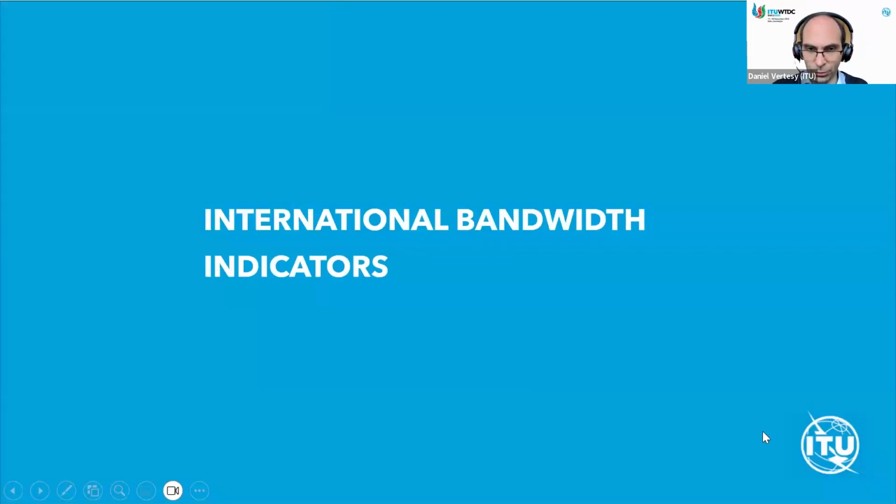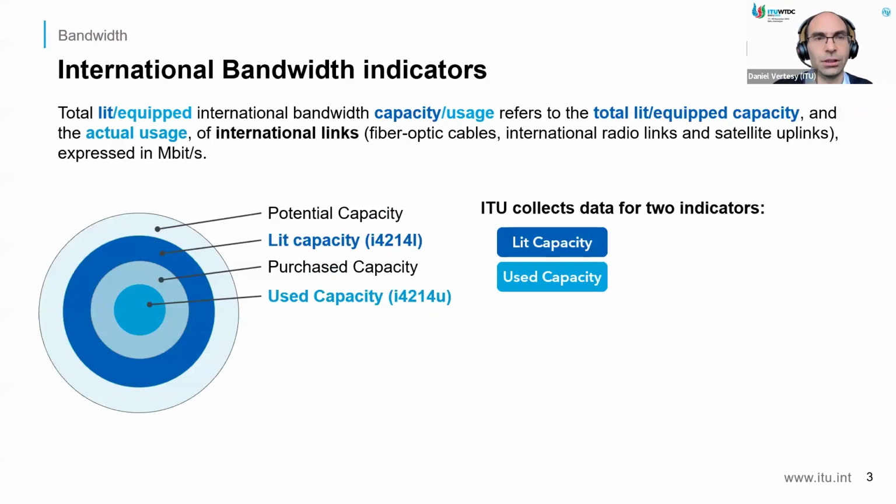Starting with international bandwidth. These are indicators that measure the capacity and the actual usage of international linkages, be they satellite, terrestrial or submarine cables, international radio links, etc. And the indicator is expressed in megabits per second. The image you see on the slide gives a quick intuition of how bandwidth is actually measured and what the pitfalls are.